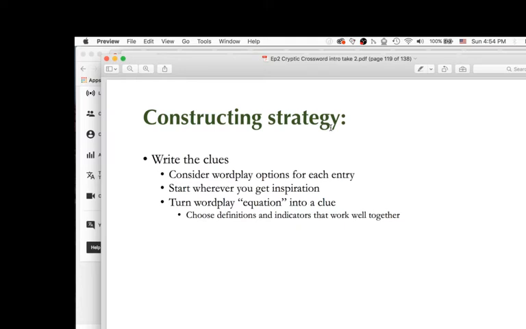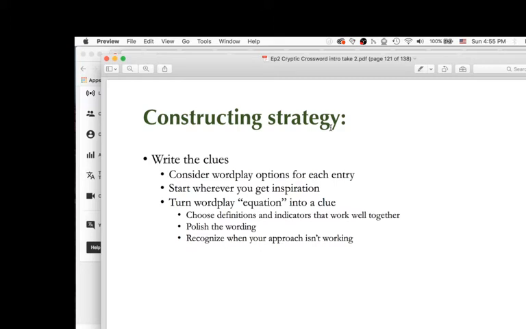Choose definitions and indicators that will work together well to make an interesting clue. Polish the wording. And sometimes you'll go, oh, I have this definition and wordplay indicators, and I just can't quite make it work grammatically. It's like I've got them at two ends of a room, and I can get them 6 inches apart, but I can't close the gap. Recognize when you're stuck like that and try a different approach.